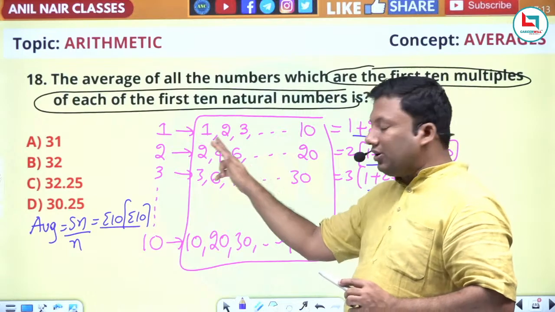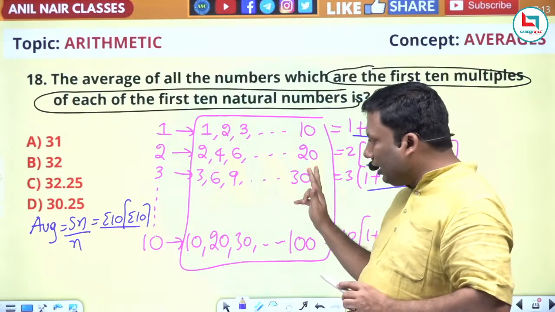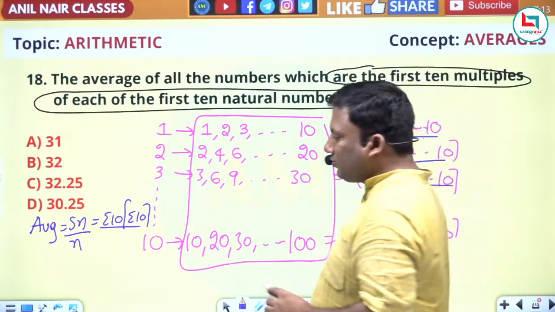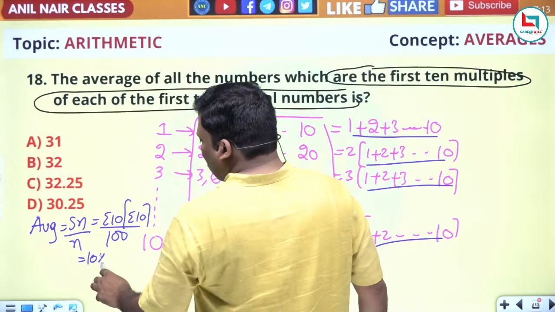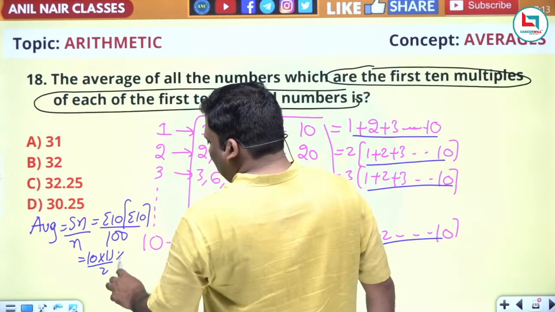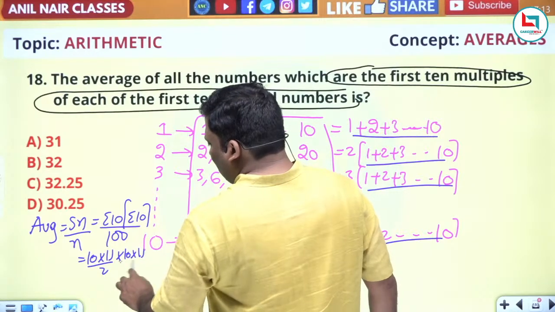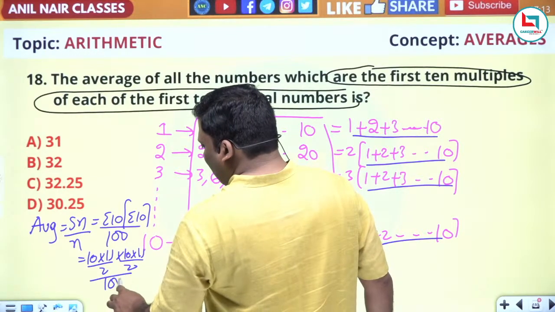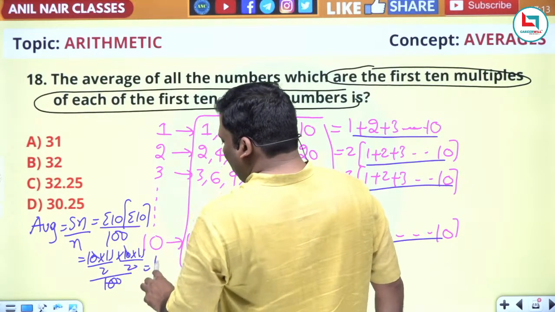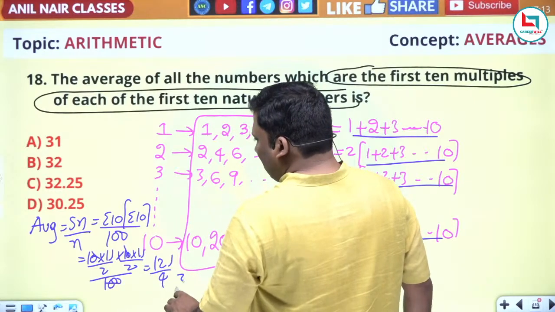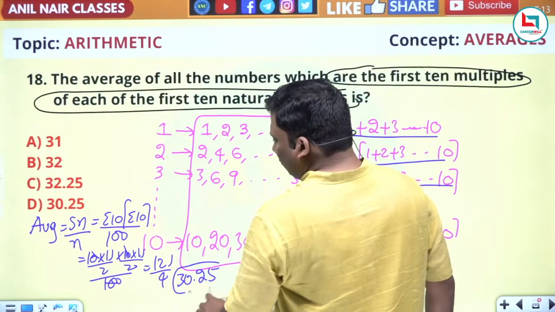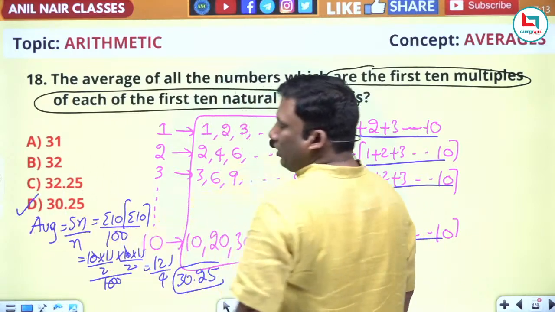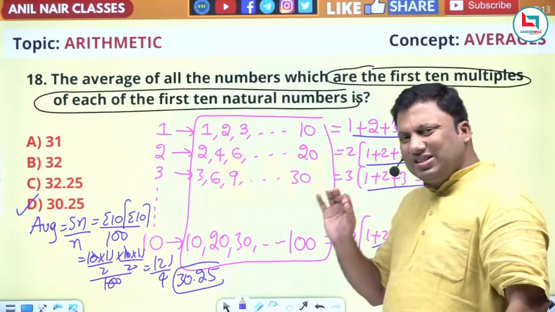10 multiples for 1, 10 multiples for 2, 10 multiples for 3, 10 multiples for 10. It is 100. So it is 10 into 11 by 2, 10 into 11 by 2, divided by 100. 100 cancel. 121 by 4. 30.25. Answer is 30.25. Very, very easy question.